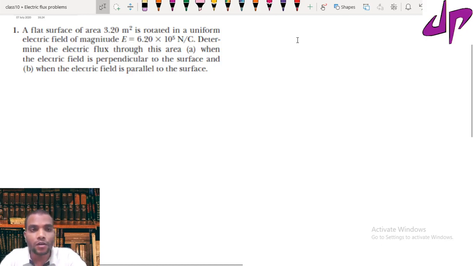A flat surface of area 3.20 meter square is rotated in a uniform electric field of magnitude E equal to 6.20 times 10 power 5 Newton per Coulomb. Determine the electric flux through this area when the electric field is perpendicular to the surface, that is the first case, and when the electric field is parallel to the surface.